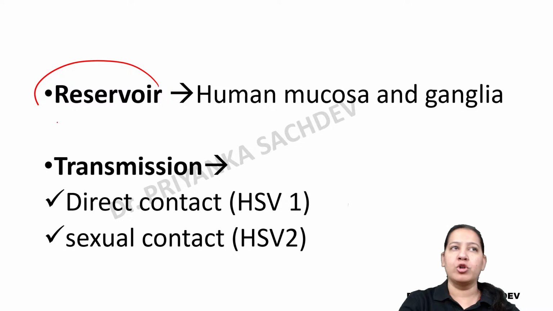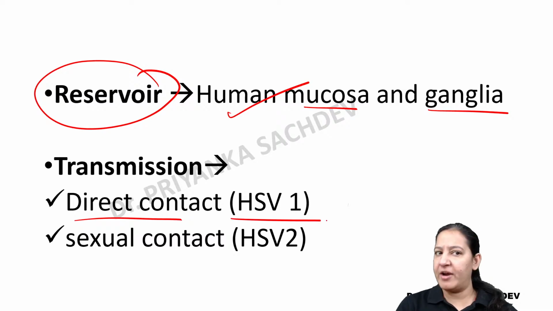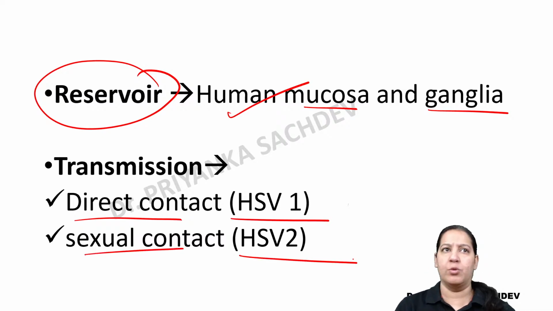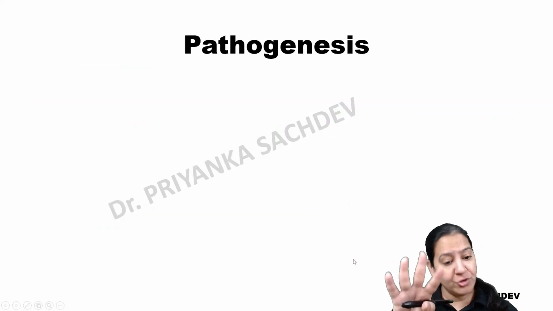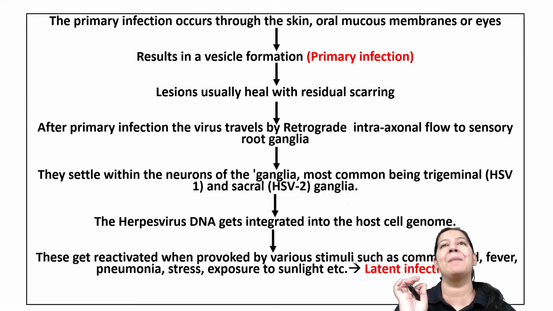The reservoir of both HSV1 and 2 is human mucosa and ganglia. That is the reservoir. Transmission is by direct contact for HSV1 and sexual contact for HSV2. We are taking two together. Let me teach you the pathogenesis. The most important thing is the pathogenesis.